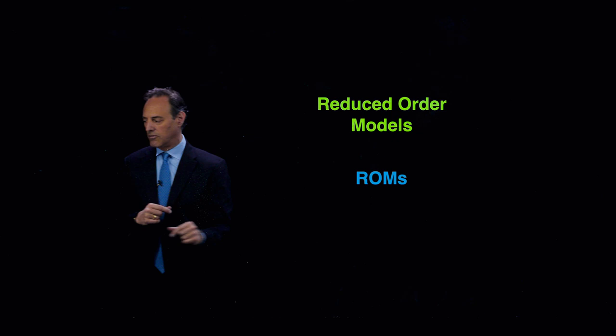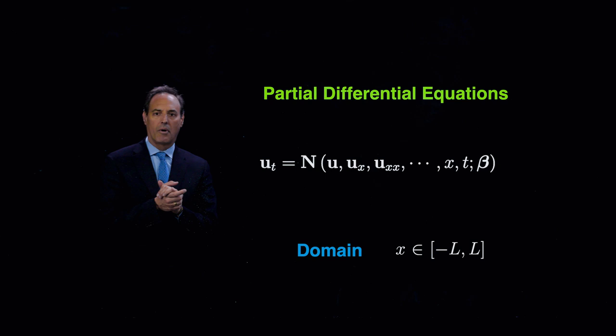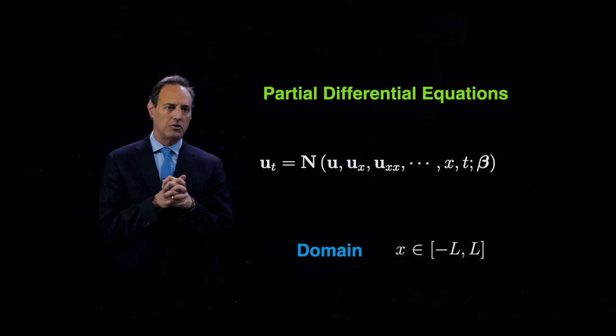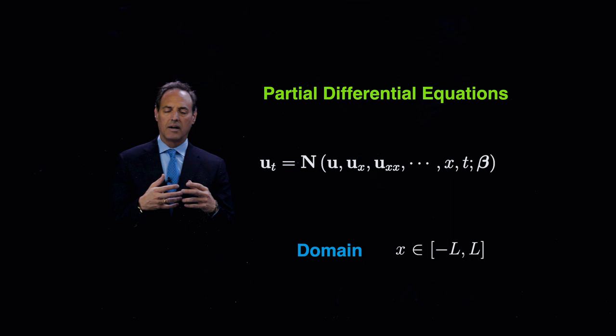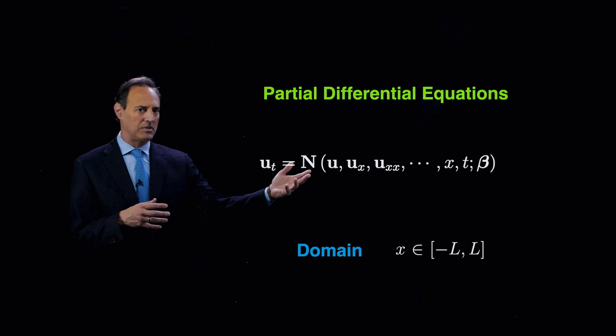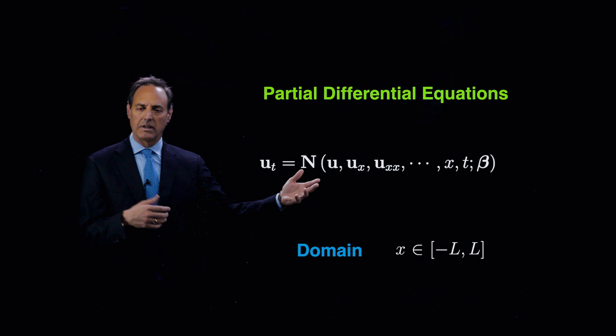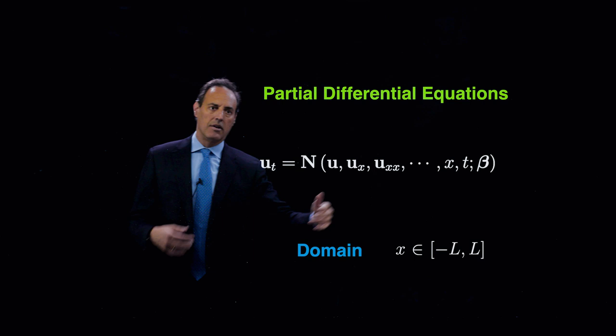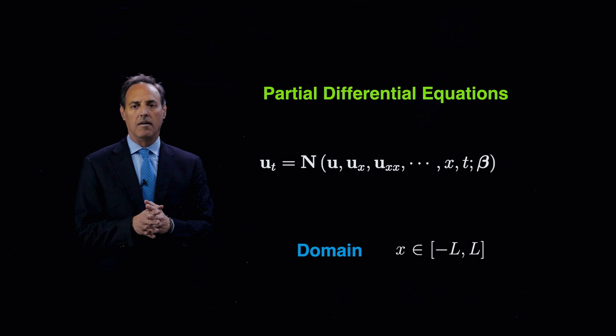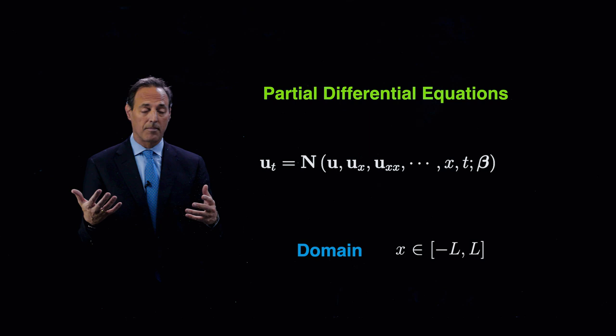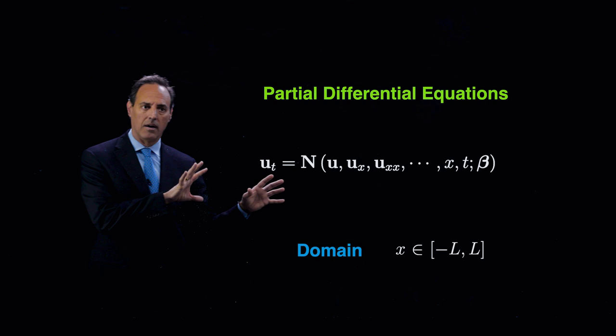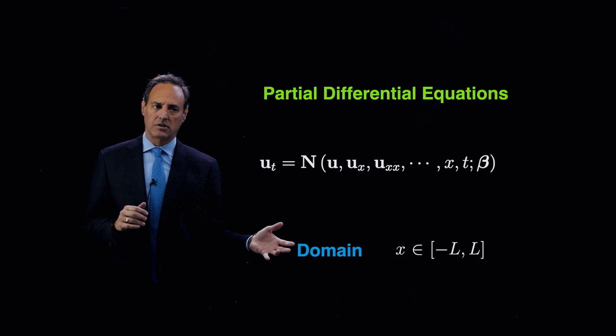So here's where we start, partial differential equations. And what I'm wanting to think about here is some generic structure, u of x and t. So this is a variable that represents space and time. And so the evolution dynamics themselves are prescribed through some nonlinear operator, let's call it N, which depends upon u, its derivatives, maybe time, space itself, and beta, which represents some kind of parameterization of the PDE itself. It often acts like a bifurcation parameter, but in general, it's a set of parameters that characterizes the evolution equations of this PDE. Typically, this is specified on some domain, here negative L to L.